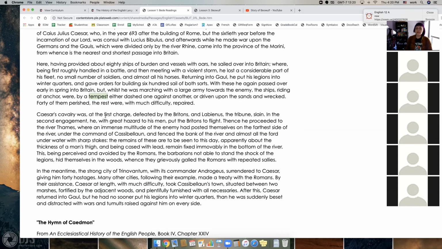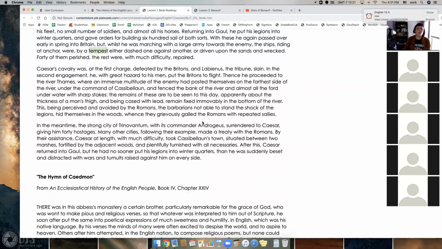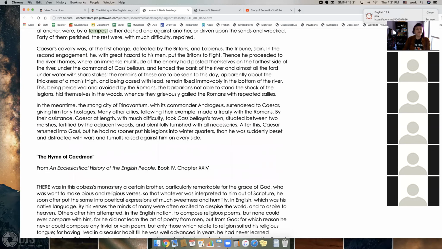The word tempest means like a big, wild storm. There is a Shakespeare play called The Tempest, and it deals with a lot of this storm stuff. It's like a metaphor, but you can again use context clues, right? So we know that the ships are at sea, they're getting dashed against one another, driven up on the sands and wrecked. So we can imagine a tempest is some sort of storm that affects the water.